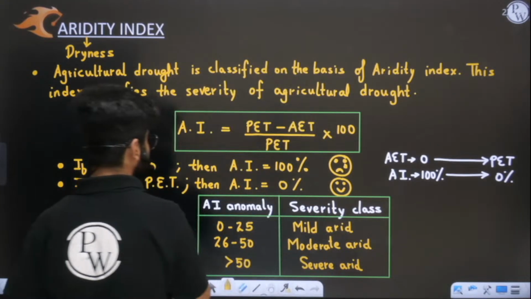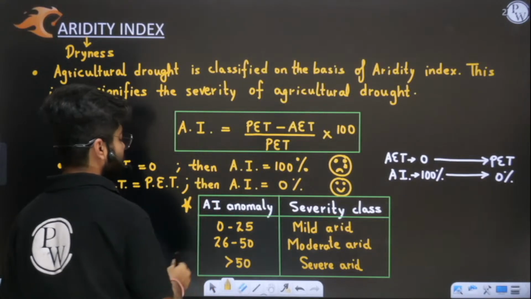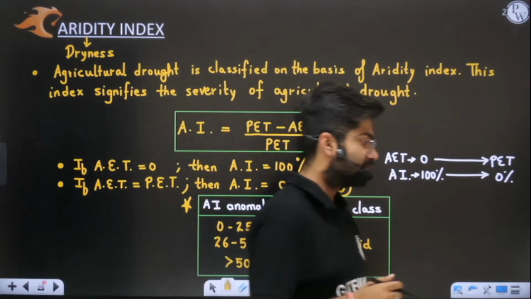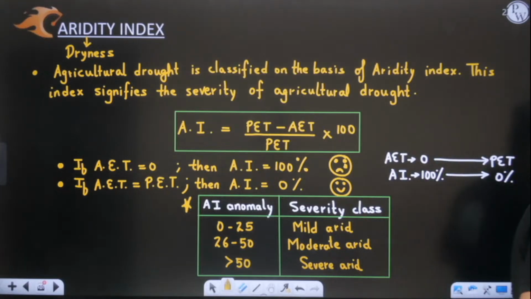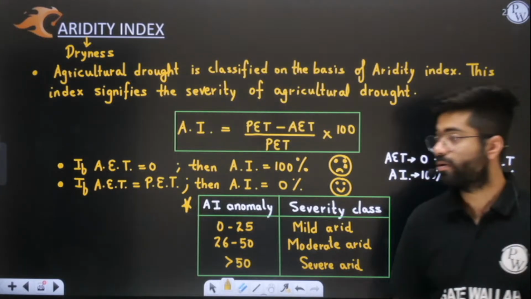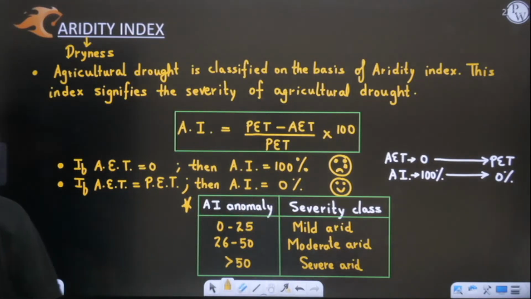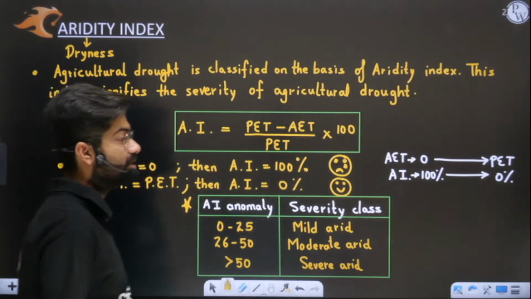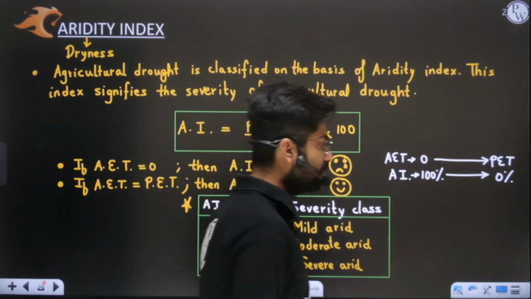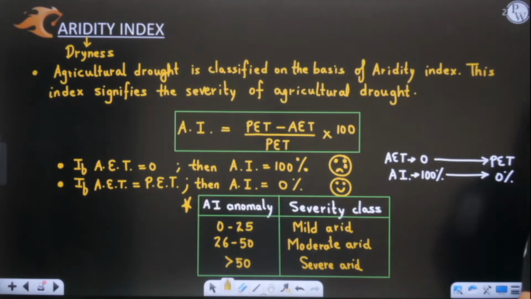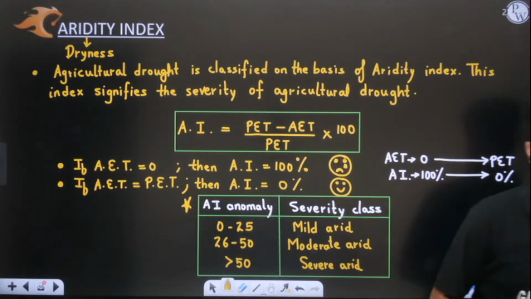Tell me. Remember, any question can be framed from this table in the examination. So I hope this is clear to you. Yes or no? Will you be able to remember this table? This is the slide based on your aridity index. I hope this aridity index is very, very clear to you. First tell me if this is clear, then I will move ahead.